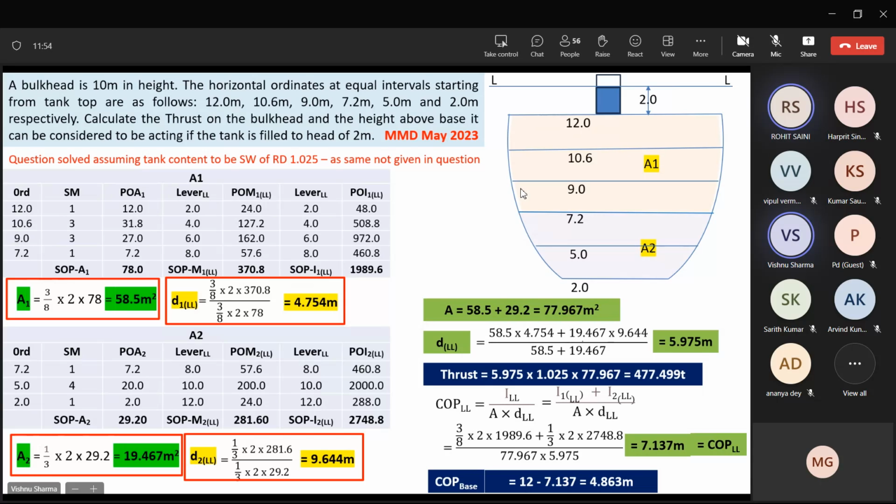So please go through the Simpson's rules. I think it's a Simpson's rule related concern more than the moment of inertia.